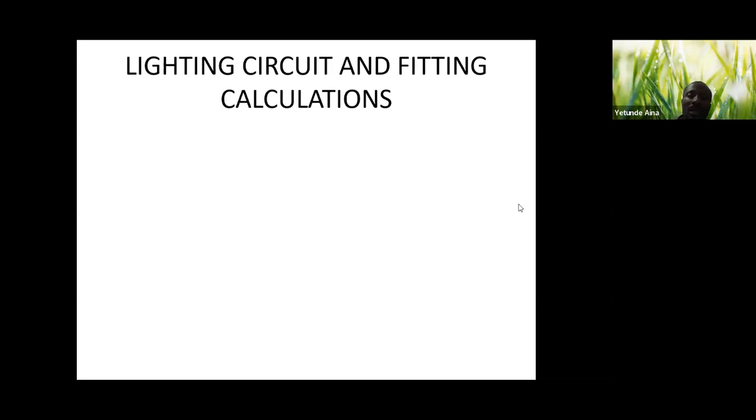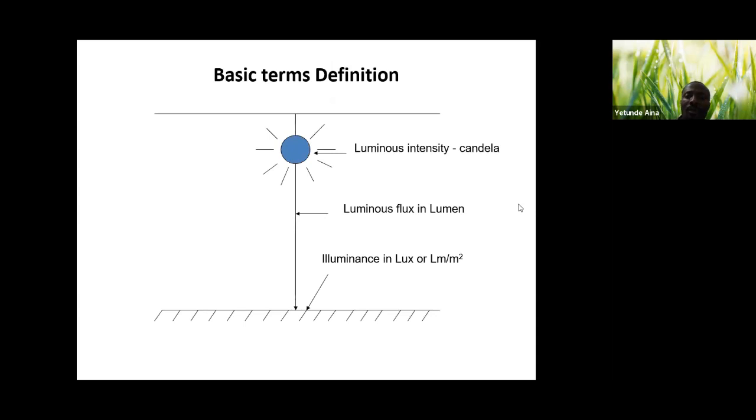Now, let's take a look at some of the basic terms that we need to consider here. We talk about the luminous intensity. This term is the luminous intensity, and it is measured in candela from the word candle. That is where it comes from. And we have another one here, and that is a luminous flux in lumen. Then we have illuminance in lux, or lm per meter square.